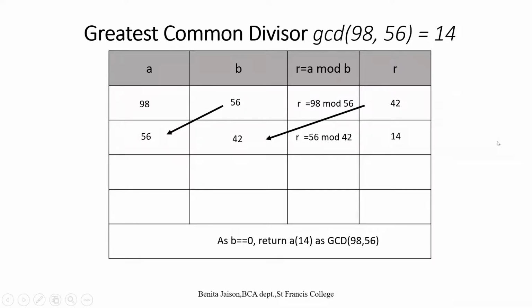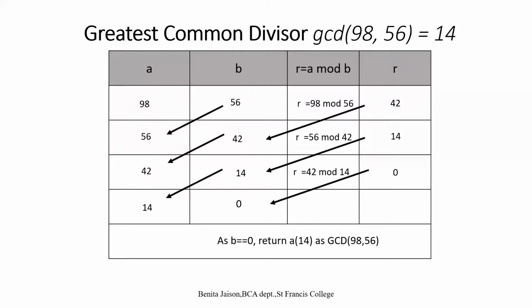Now, what will happen? Now A value will become 42 and B value will become 14. Now 42 mod 14 will be, Abrar, what is that? 0. So now we will have one more row. A value will be 14 and B value will be 0. So what should be returned now? As B value is 0, return the A value. What is the A value now? The current A value is 14. So 14 will be the GCD of 98 and 56.